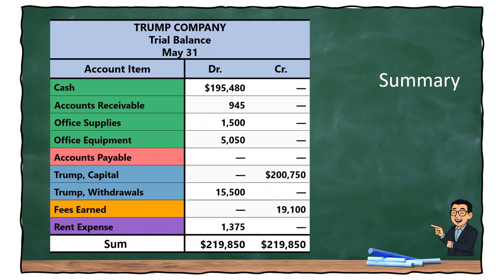Second, how do we check our work? At the end of the period, we prepare a trial balance, listing each account's ending balance. If total debits equal total credits, our ledger is in balance and ready for the next step in the accounting cycle.